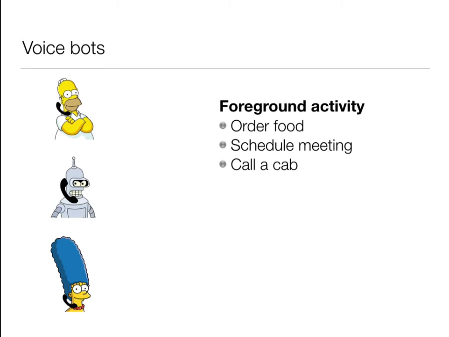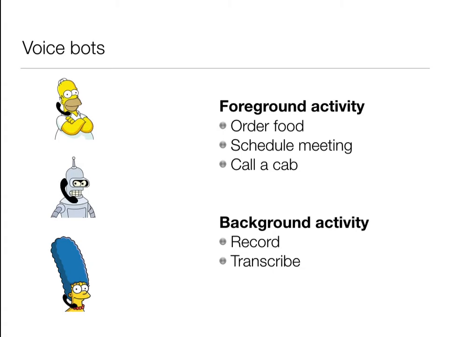Additionally, it can do passive activities. For example, it can record the call. It can transcribe the call. So if you say something, it can get the text out of your speech and provide it. It can translate the call. So the same concept, you're talking to someone who speaks Chinese and you don't know Chinese, and he can translate it.